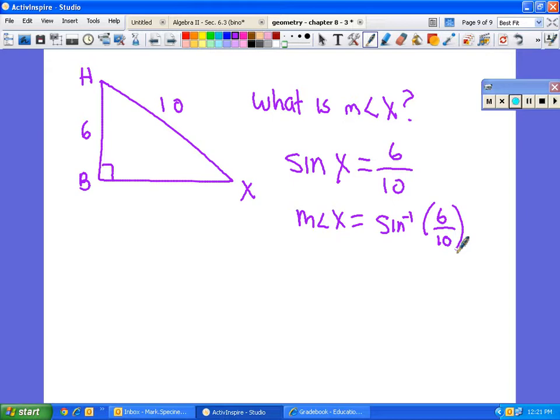Because now, instead of knowing the angle and figuring out its sine value, we now know the sine value, and we're going to figure out the angle. Yes?